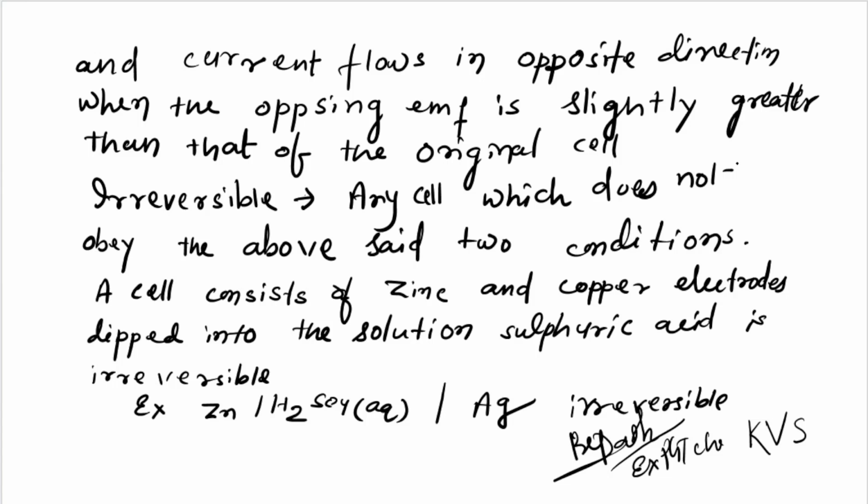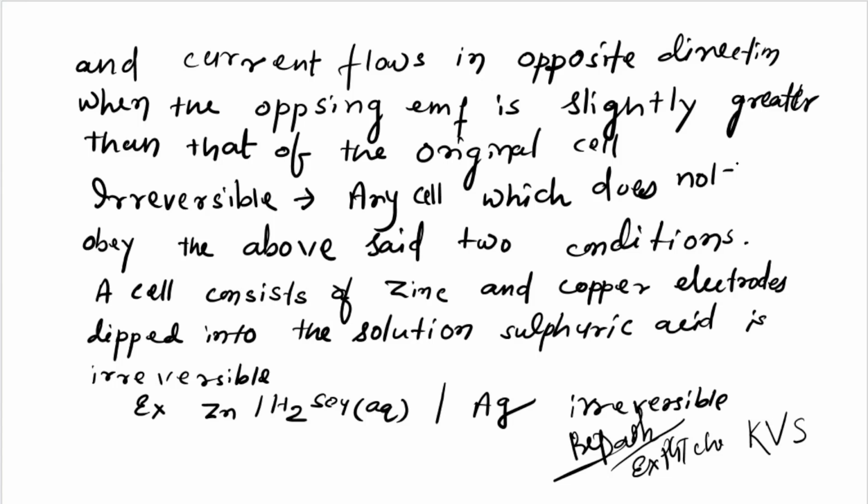Any cell which does not obey the above said two conditions, that means the same equal opposing force stops the process, and if more than that is applied, then it becomes reversible. These are the two conditions. So a cell consisting of zinc and copper electrodes dipped in zinc sulfate and copper sulfate solutions is reversible. A cell with zinc and copper, two electrodes, but not dipped in zinc sulfate and copper sulfate, dipped instead in sulfuric acid solution, is irreversible.